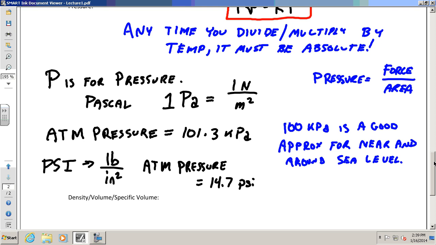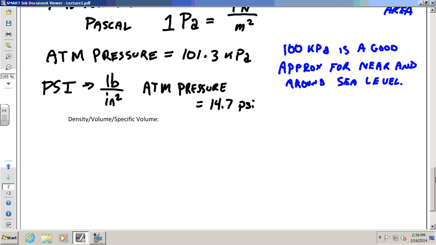And by the way, one more thing about pressure that does happen sometimes. When you measure pressure, let's say in your tire, you're not really measuring absolute pressure. Most pressure measurement equipment you have measures what we would call gauge pressure, because the gauge pressure is equal to the absolute pressure minus the atmospheric pressure.